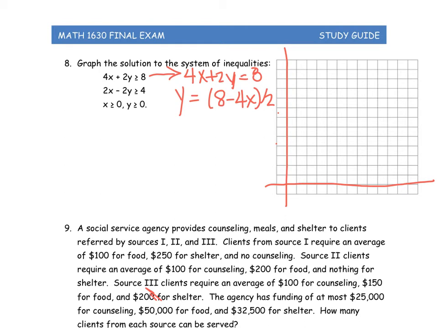And this says x is equal to or greater than 0, and y is equal to or greater than 0. So we're going to go with first quadrant. And the y-intercept of this first equation is going to be 4. And the x-intercept of that equation is going to be 2. And it has equal to in it, so it's going to be a solid line.